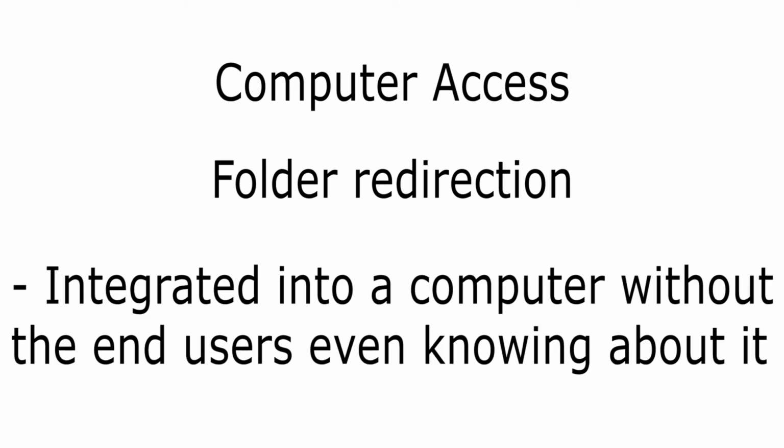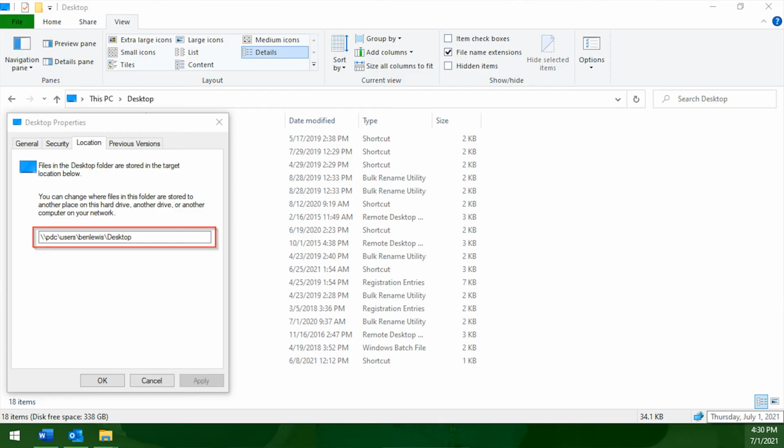Another common data access method is folder redirection. This is often integrated into a computer without the end users even knowing about it. They might think they are working on their desktop, but the desktop could be pointing to a folder on a server. Folder redirection is primarily used on desktop computers rather than laptops because if the laptop leaves the network, such as when the user takes it home, lots of stuff will stop working.